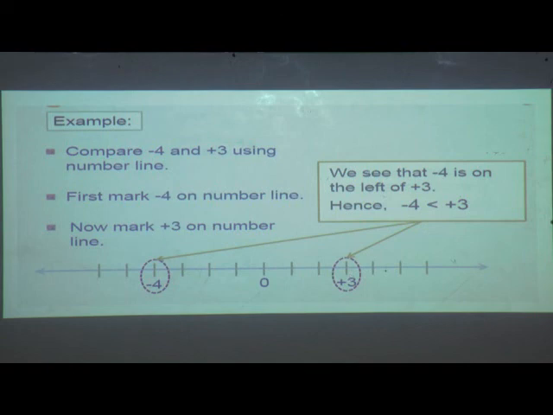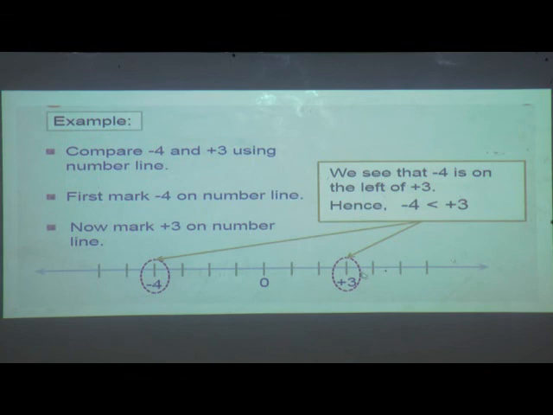Now, after representing these numbers on the number line, we have to find whether -4 is greater or +3 is greater. We can see that -4 is on the left side. As we know, the numbers towards the left side are negative numbers, and those are decreasing, so -4 is smaller than +3.